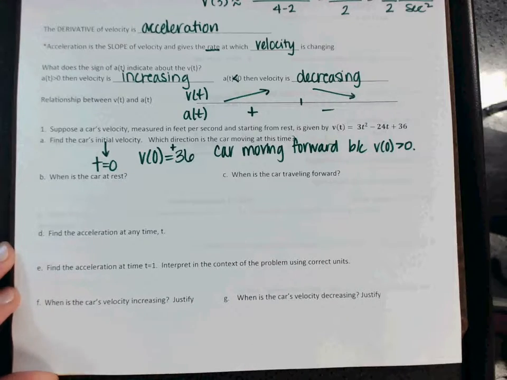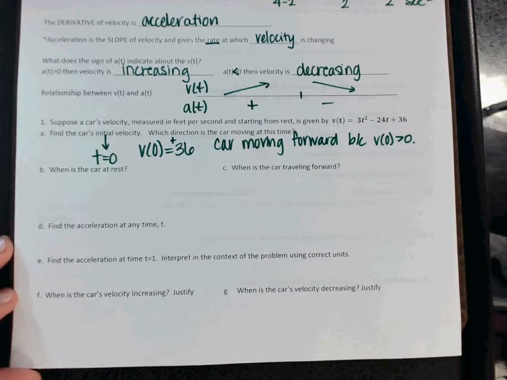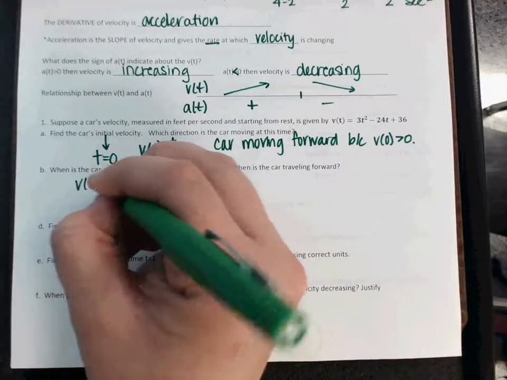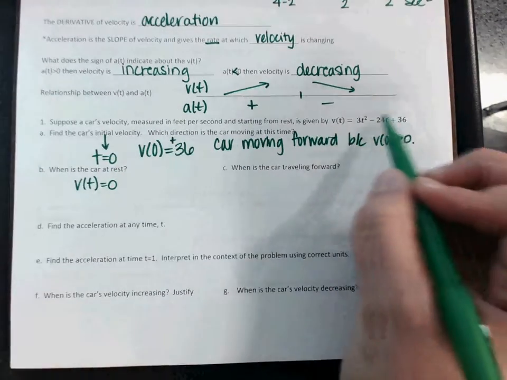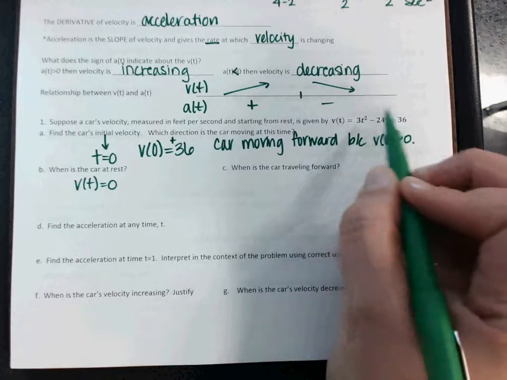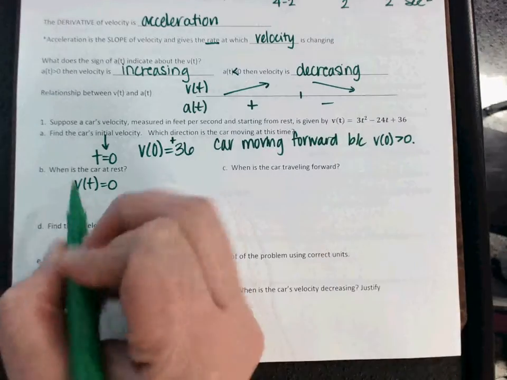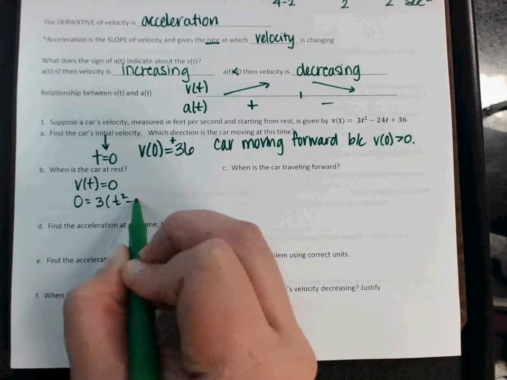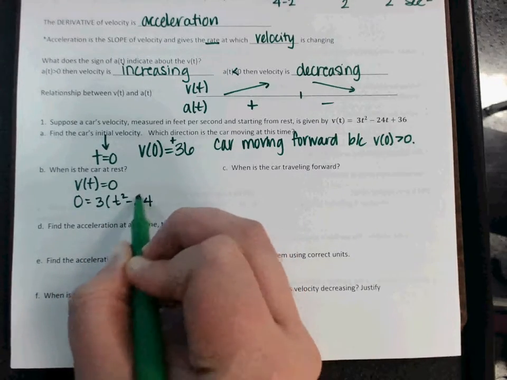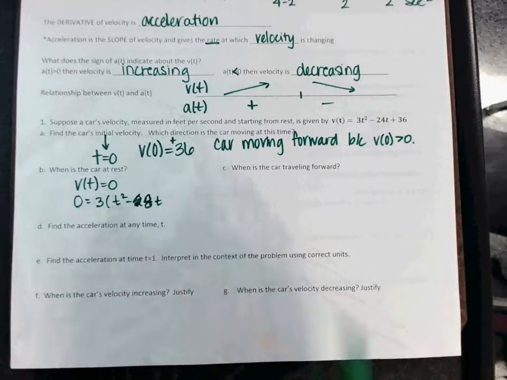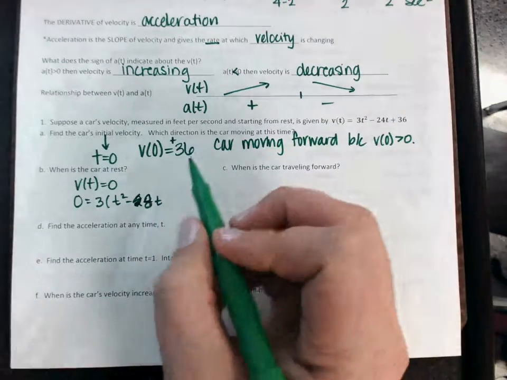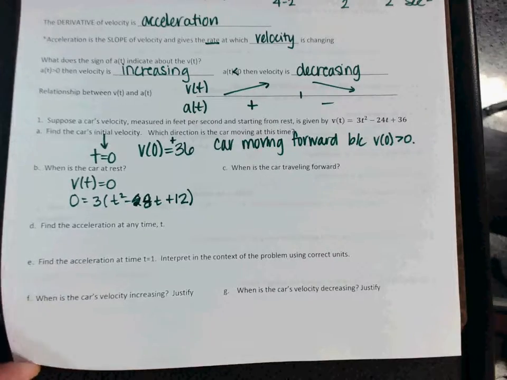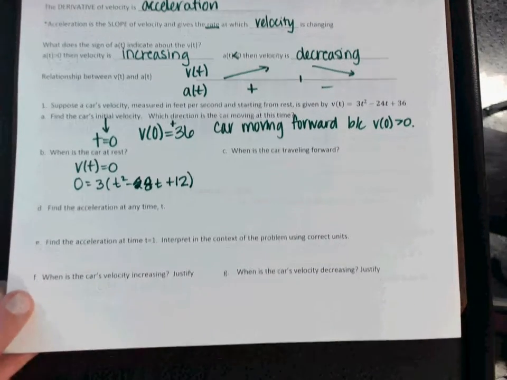Okay, part B says, when is the car at rest? What do I do with velocity? Equal to zero. My velocity equation here is all divisible by 3, so I'm going to do that first. Take out the 3, I get t squared minus 8, because I took the 3 out, and then 12. Yeah? From here, what can multiply to 12 and add to negative 8?